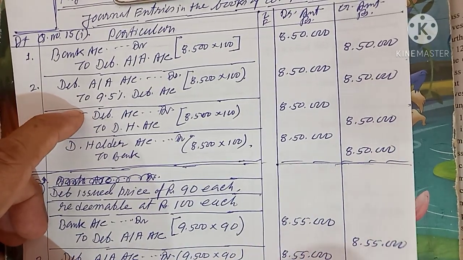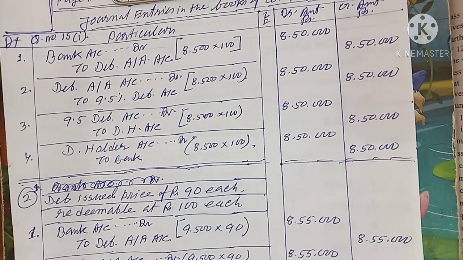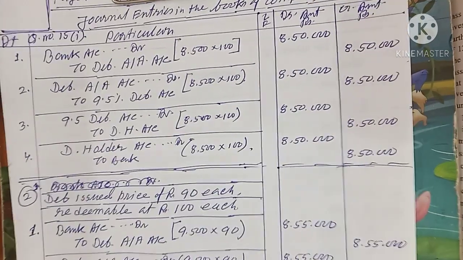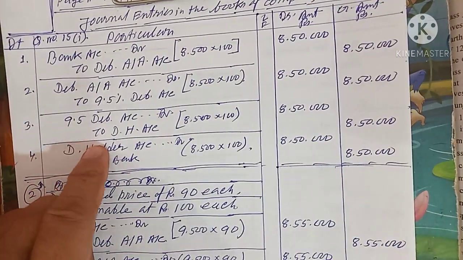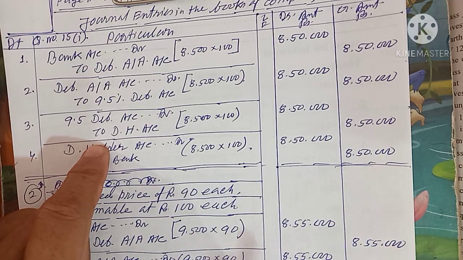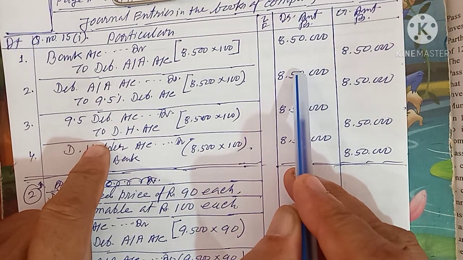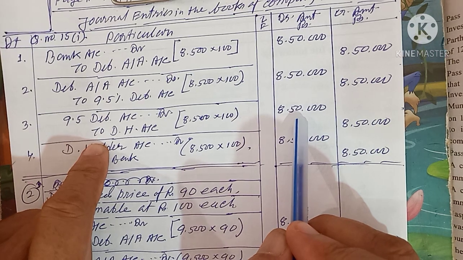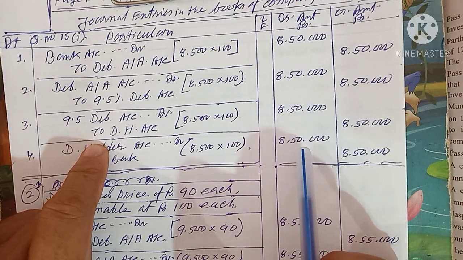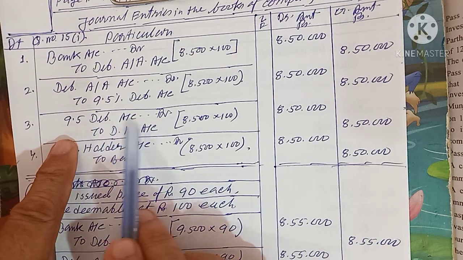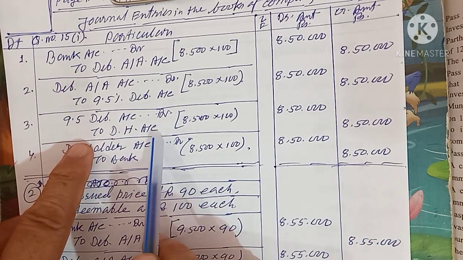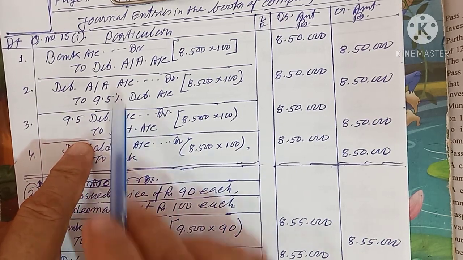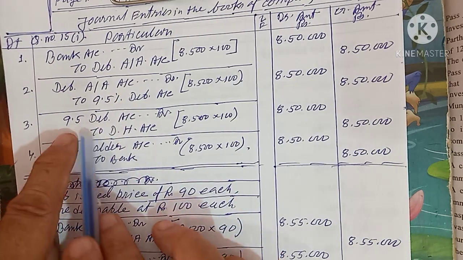And now we will pass the entry for redemption. While you are doing redemption at par, whatever money you have taken from the debenture holder, the same money you are giving to the debenture holder. Neither are you giving more nor less. So 9.5% Debenture account debit to Debenture Holders account. Already I told the journal; this fourth journal you have to keep in mind.